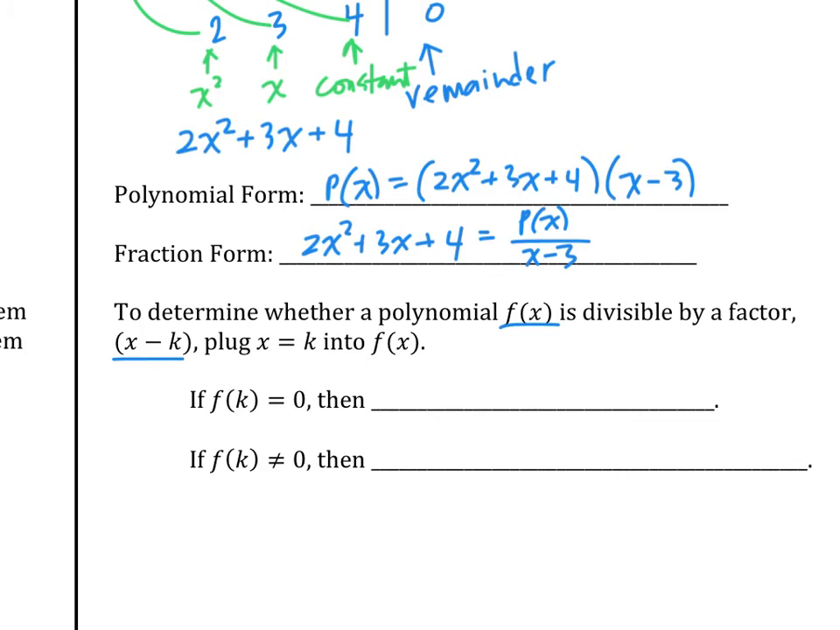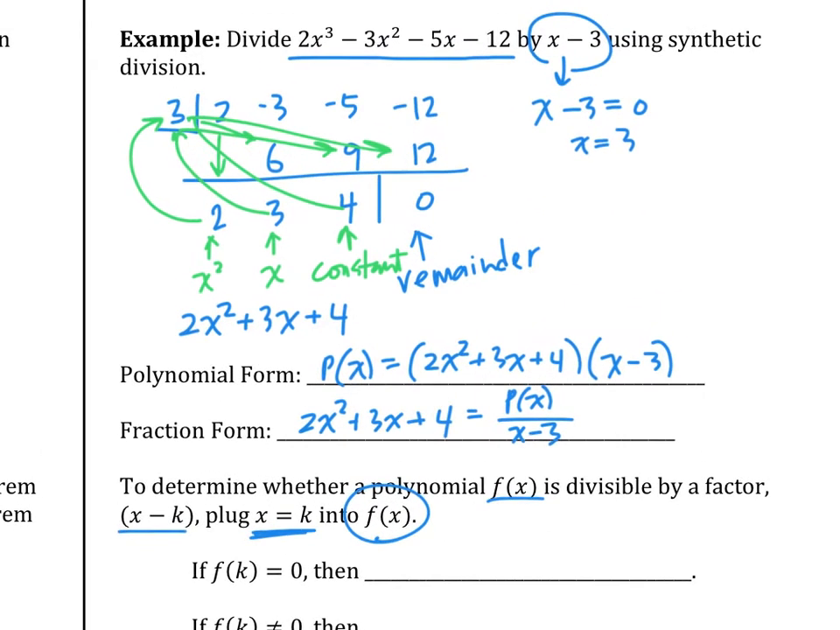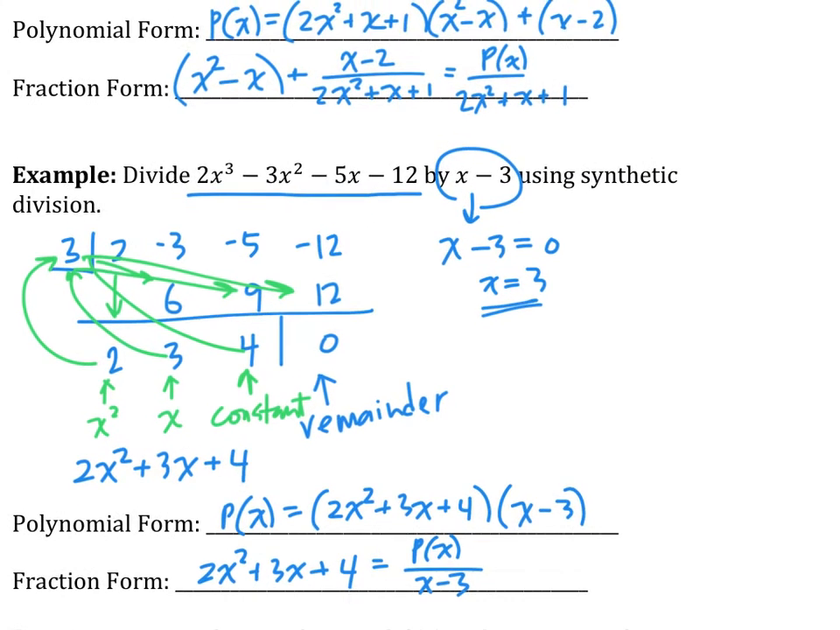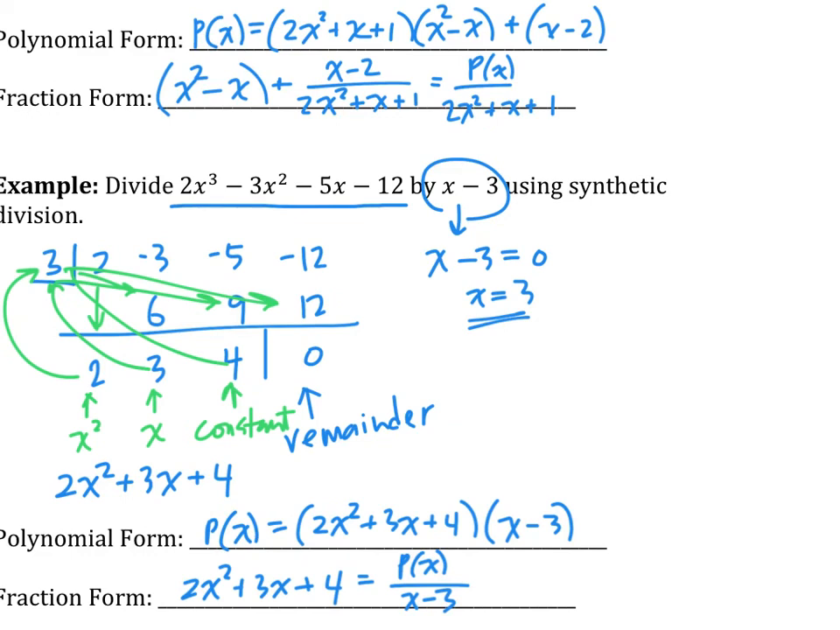you could figure out the remainder instead of dividing and then figuring out that the remainder is 0. You could actually find the remainder a faster way by just plugging x equals that number into the function. So, for example, in this problem that we just did, x minus 3 is the divisor. We said that number would be x equals 3. If I wanted to find the remainder really quickly, I would just plug it into the function. The function, remember, is the equation.